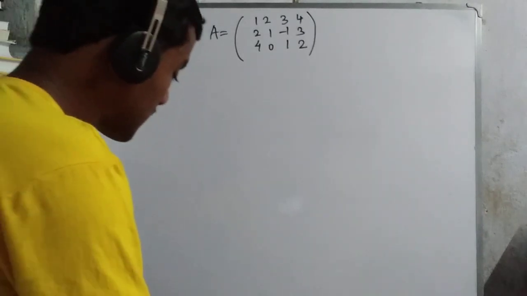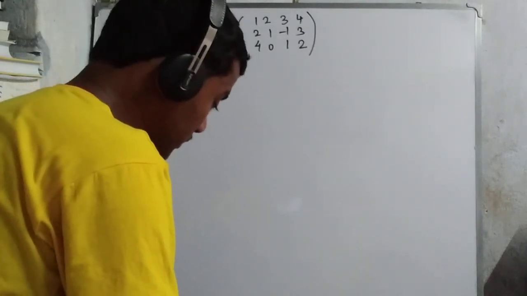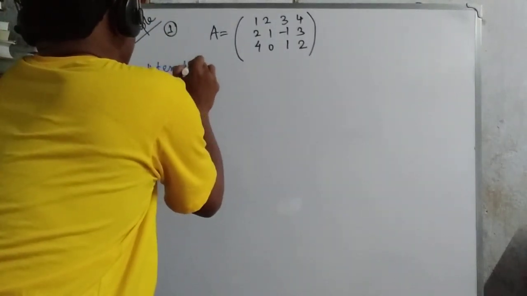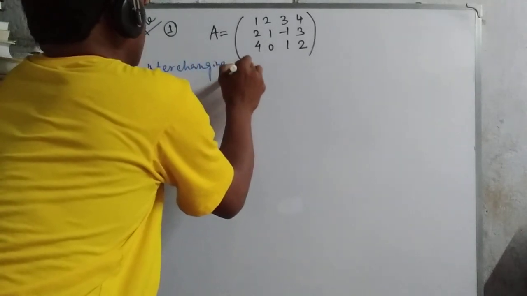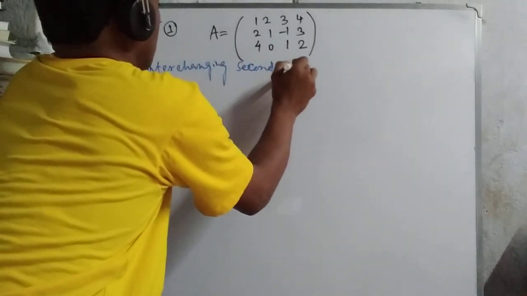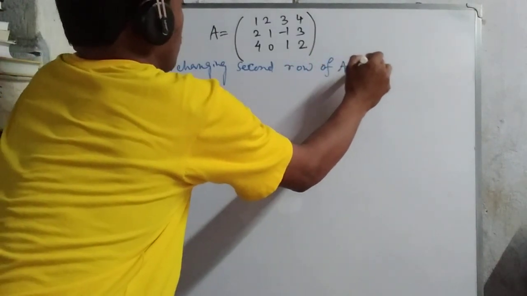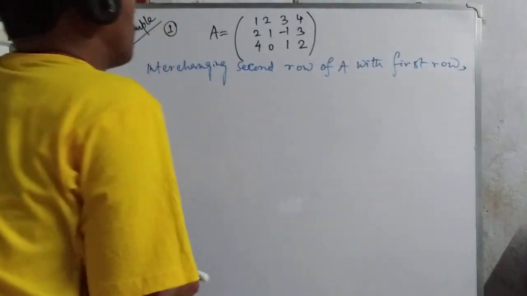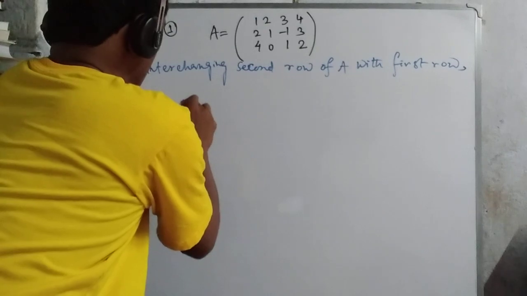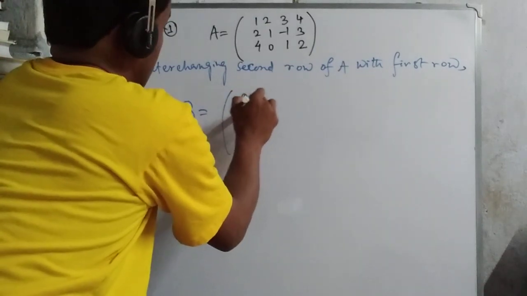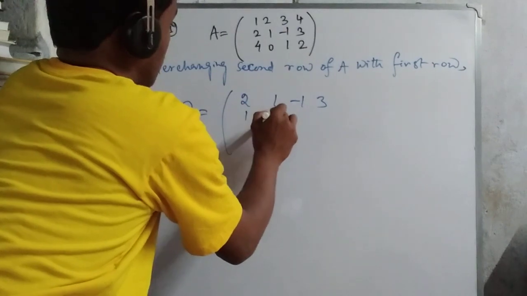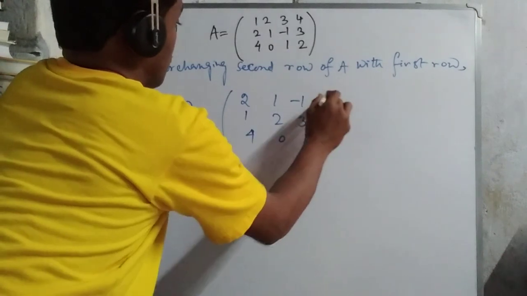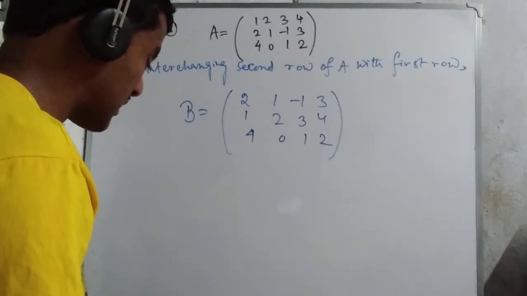Now, interchanging the second row of A with the first row, what do we obtain? We obtain another matrix B: first row 2, 1, minus 1, 3; then 1, 2, 3, 4; then 4, 0, 1, 2.